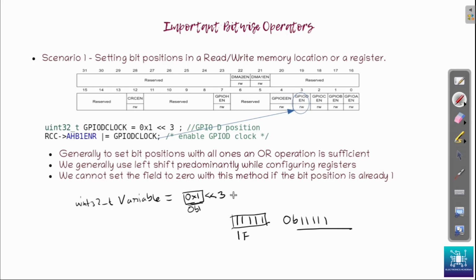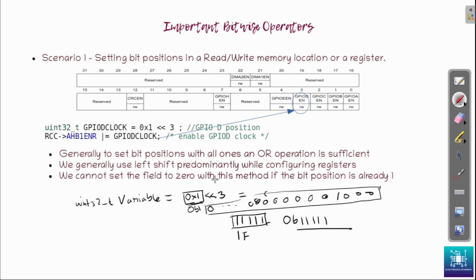So this value is actually 1000 with 28 zeros after it, because this is a 32-bit register and we have declared it as a UINT32, right? So we have 28 bits here. So this is what the value comes to once we do this.